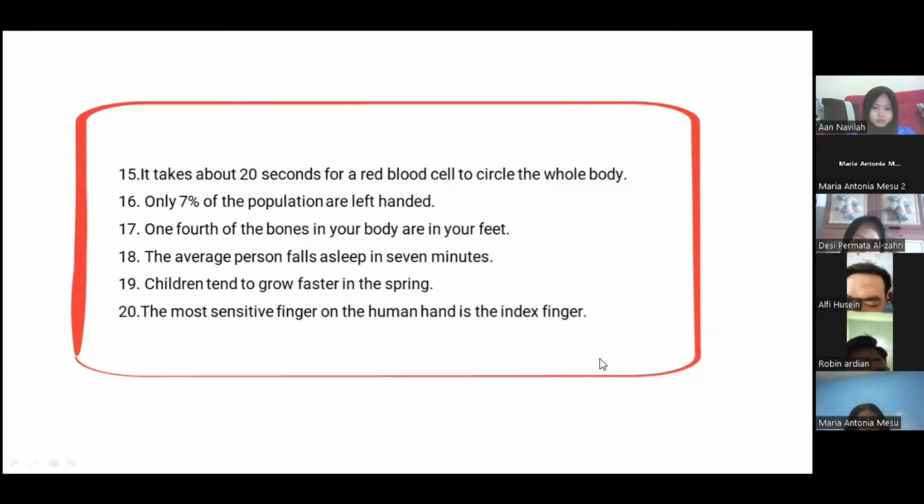Children tend to go faster in the sprint. The most sensitive finger of all is the index finger.